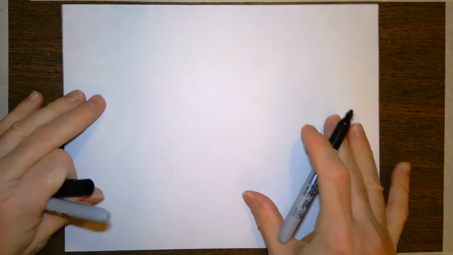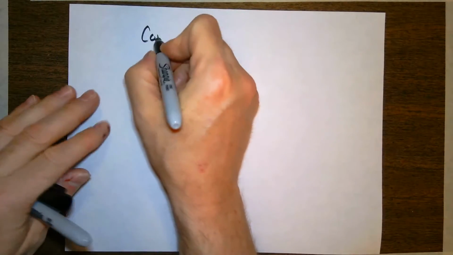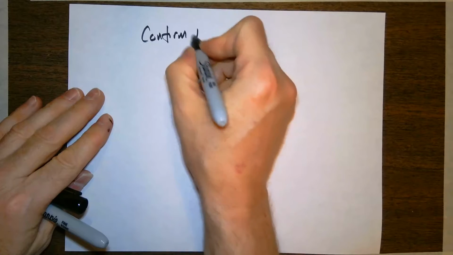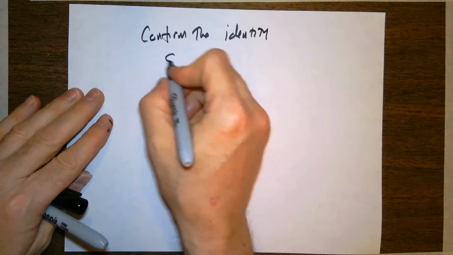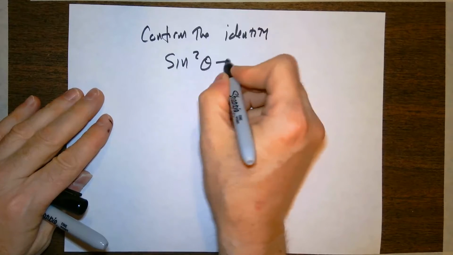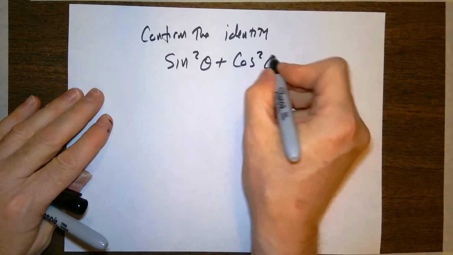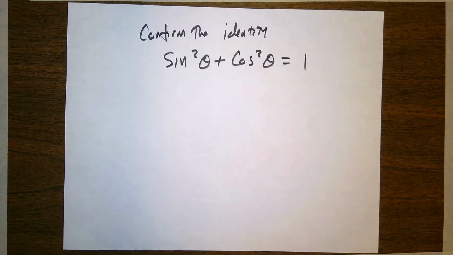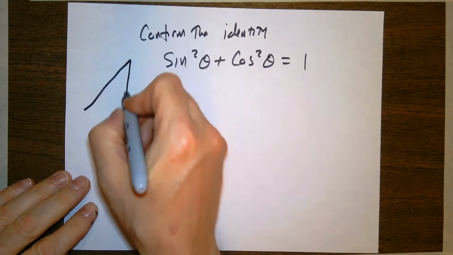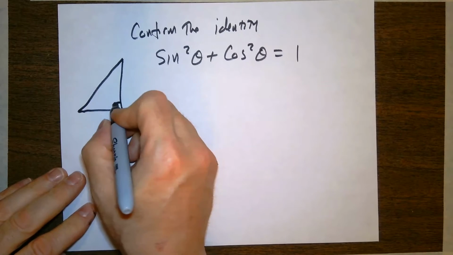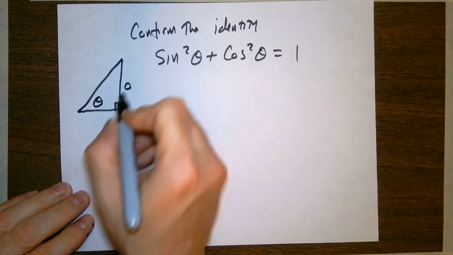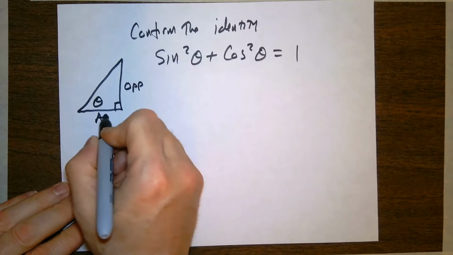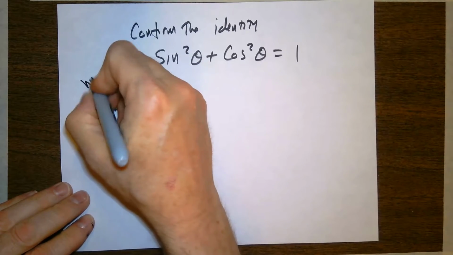Let's confirm the identity that the sine squared of an angle plus the cosine squared of the same angle is always equal to 1. Well, again, I'm going to think about my triangle here. And I've got my reference angle. I've got the opposite side and the adjacent side and the hypotenuse.